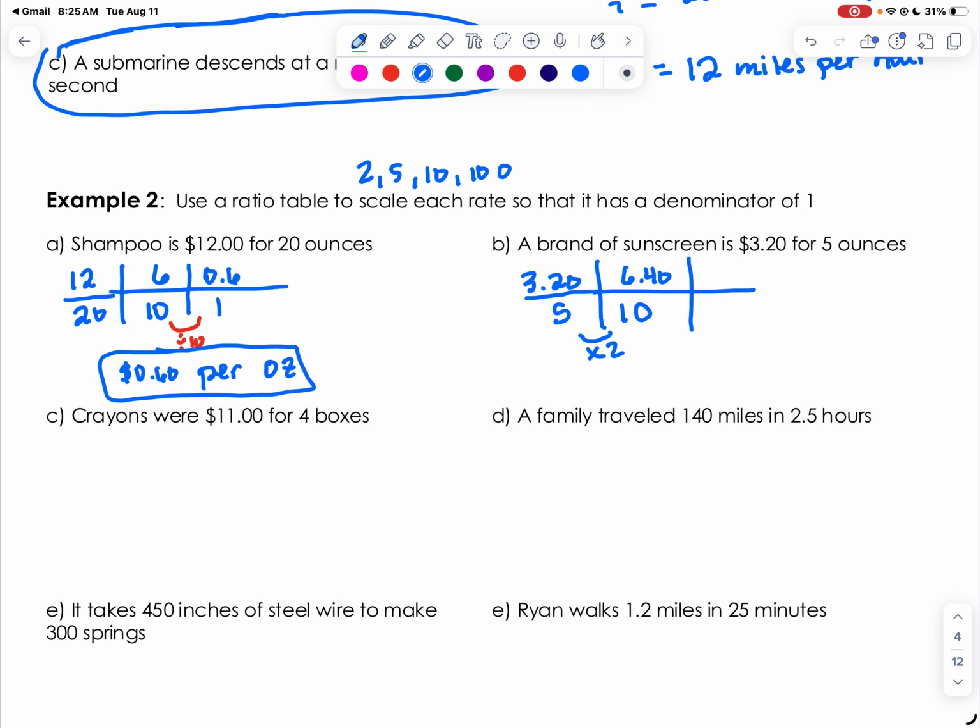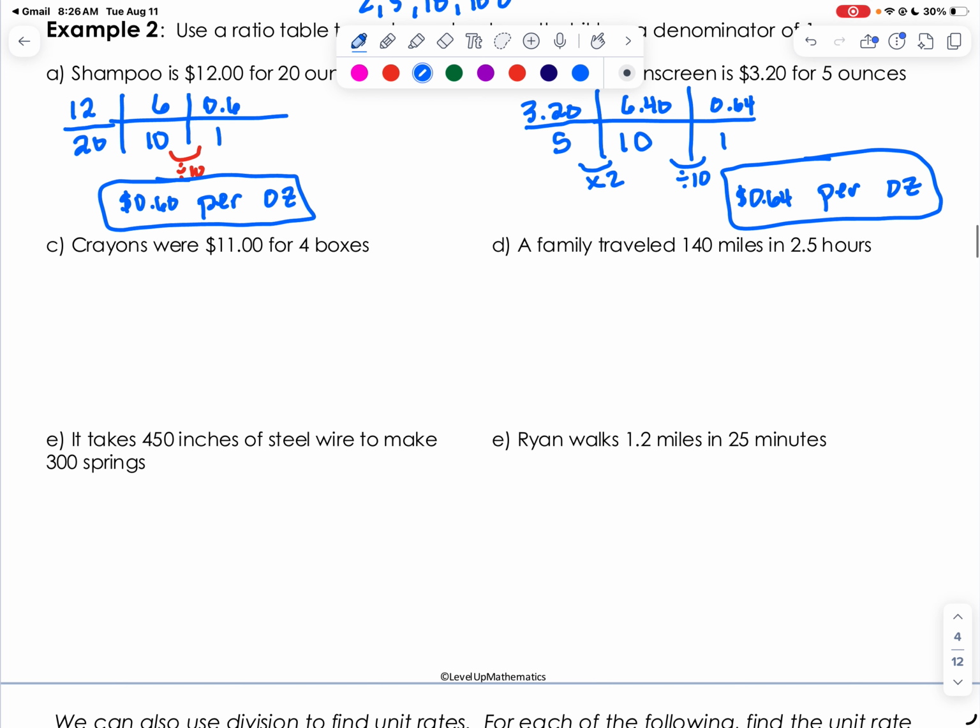Now, the reason I scaled it to 10 is because 10 is very easy to scale by 1 because all you have to do is divide a number by 10. So 10 divided by 10 is 1. $6.40 divided by 10, just move your decimal in one place, and you'd get 0.64. So this would be 64 cents per ounce.